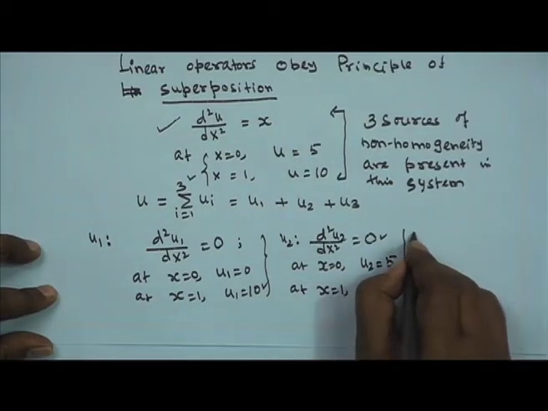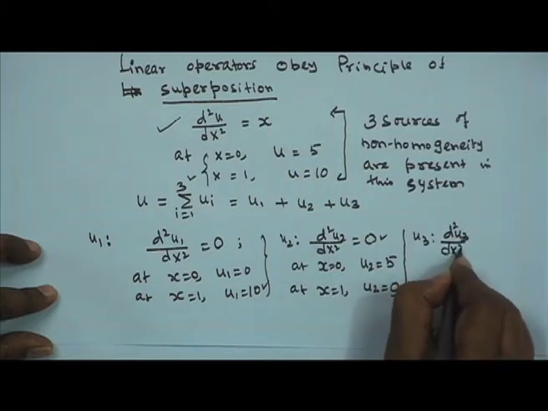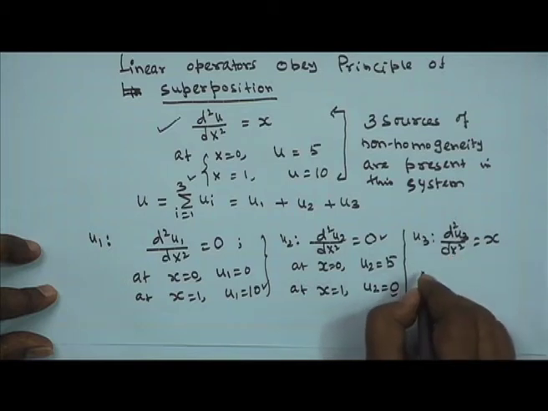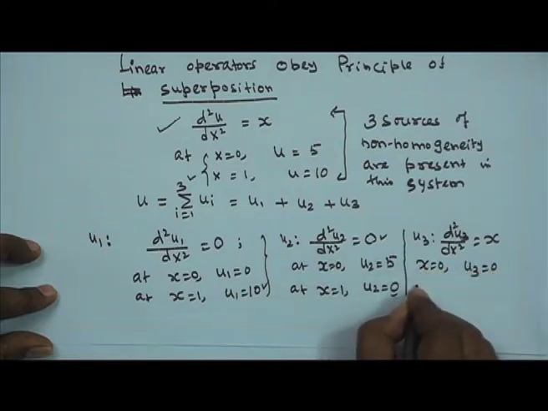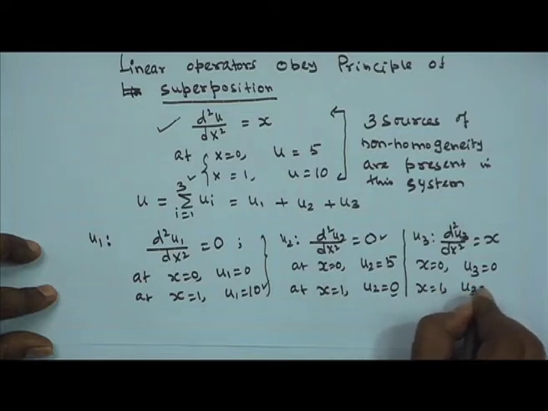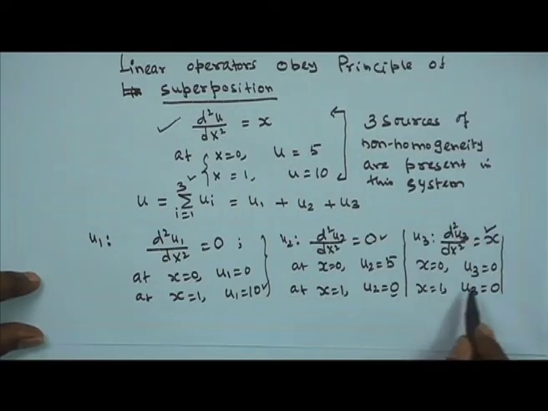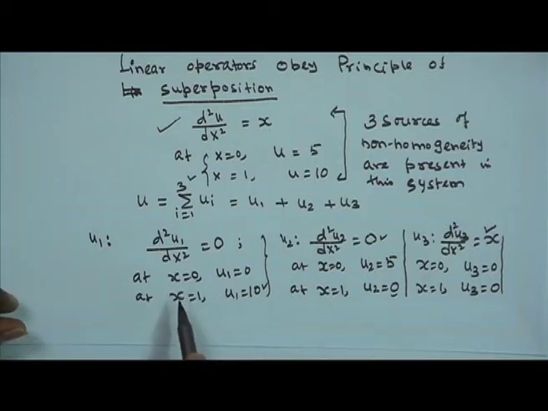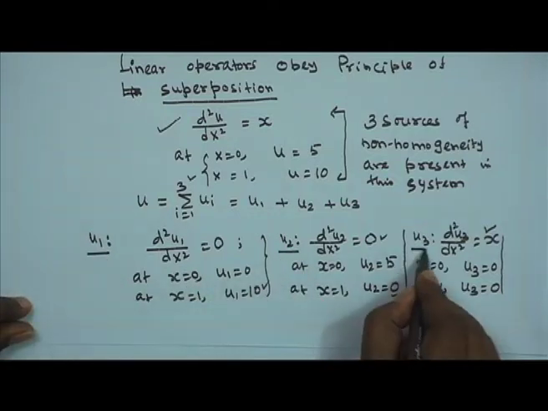Similarly, u3 will be what? d squared u3 by dx squared will be equal to x, and I will be forcing the other two non-homogeneities in the boundary conditions to vanish. So at x is equal to 0, u3 is equal to 0, and at x is equal to 1, u3 is equal to 0. So in this case I am keeping the non-homogeneity in the governing equation intact, forcing the non-homogeneities in the boundary conditions to vanish. So we will be solving each of these sub problems individually. This is my first sub problem, this is my second sub problem, this is my third sub problem.